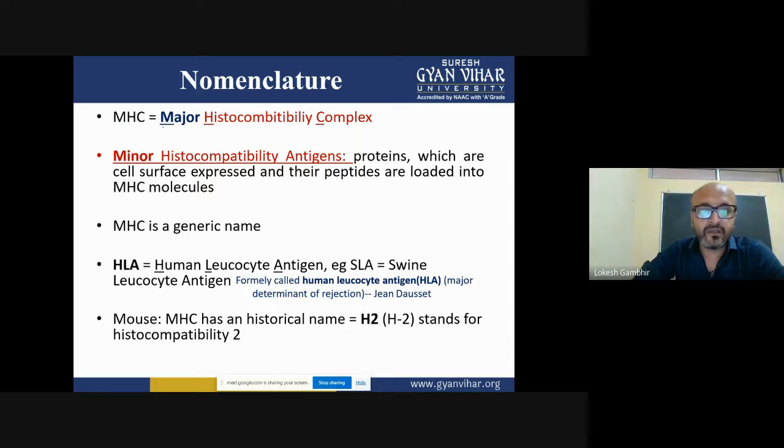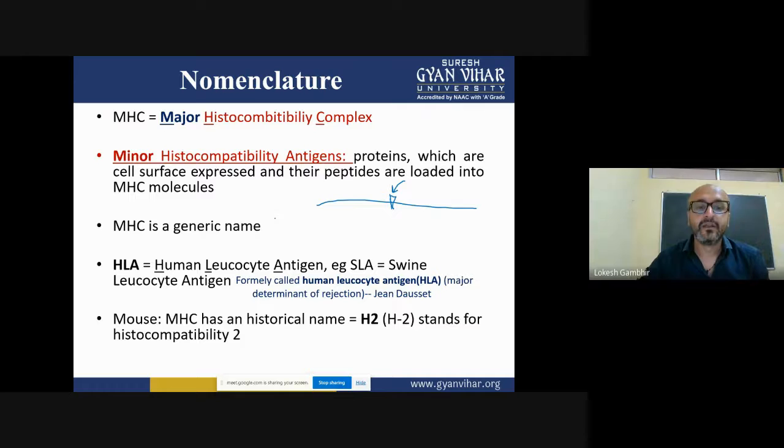M is major, H is histocompatibility, C is for complex. And the reason why we gave it the name is because it is expressed on the surface. Now please understand, when I am studying immunology as an immunologist, the name MHC is just a common generic name that I use, whereas in technical terms, we call it an antigen molecule, because it is expressed on the surface, so I can use it as an antigen molecule to determine the marker.